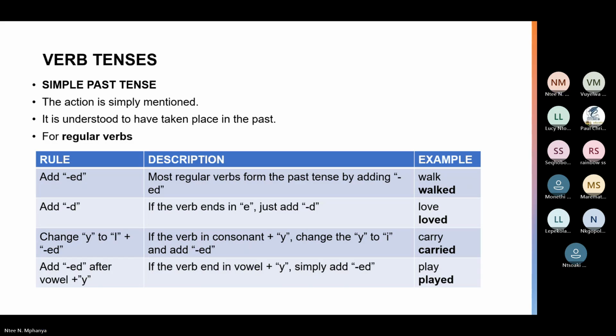Therefore, if the consonant is closer to y, then you just add ied in the past. However, the same cannot be said in situations where a vowel is next to a y, like in play, a being a vowel is next to y. In such instances, the suffix will be ed and the word play will be written as played in the past. I hope that you understand it.